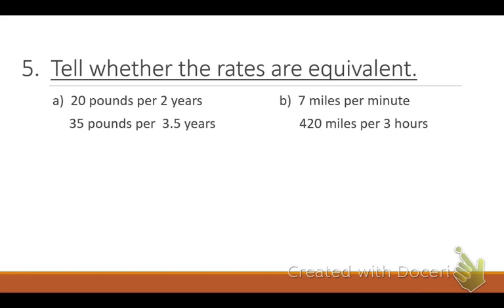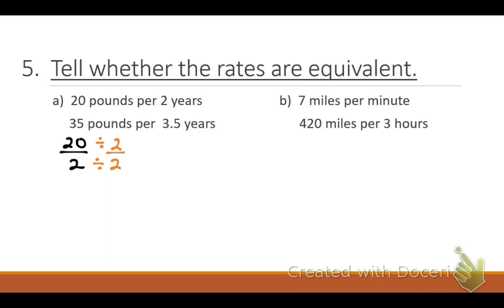And here's how you find out. By turning it into a unit rate. In order to have a unit rate, you must have a denominator of 1. That's very important. So let's look at the first one. 20 pounds per 2 years. I don't want a denominator of 2. I want a denominator of 1. How do I turn that 2 into a 1? I have to divide it by itself, which would be dividing it by 2. Then I'm also going to divide the numerator by 2. And then I want you guys to write down what you get with your units attached.